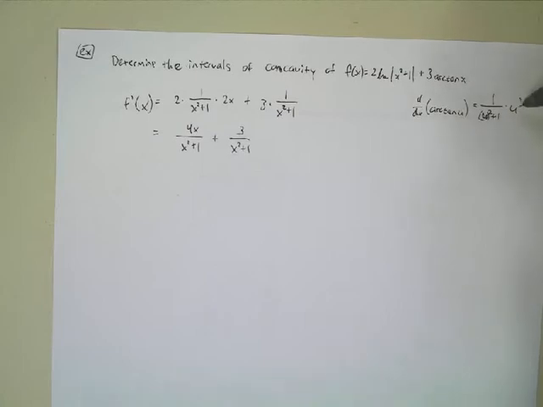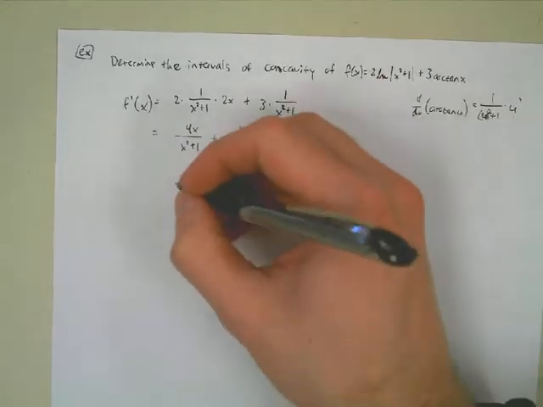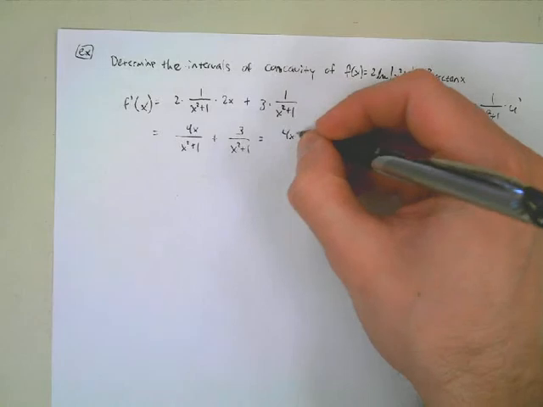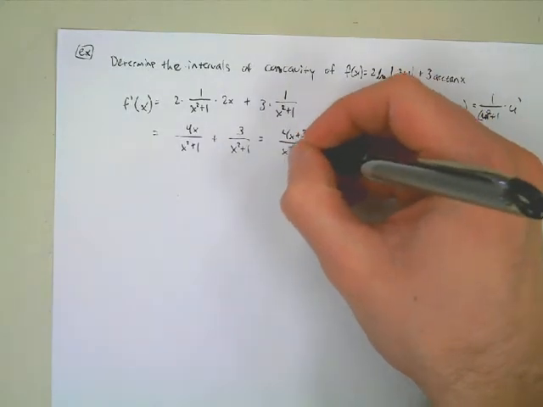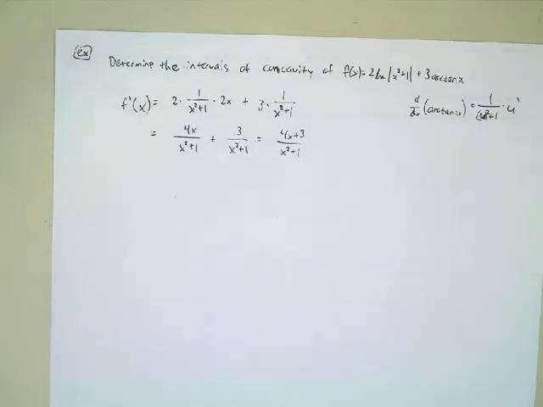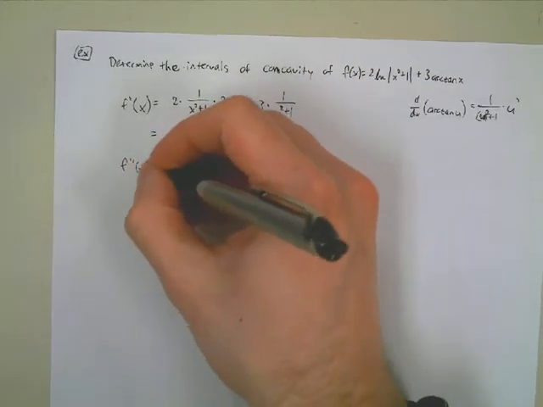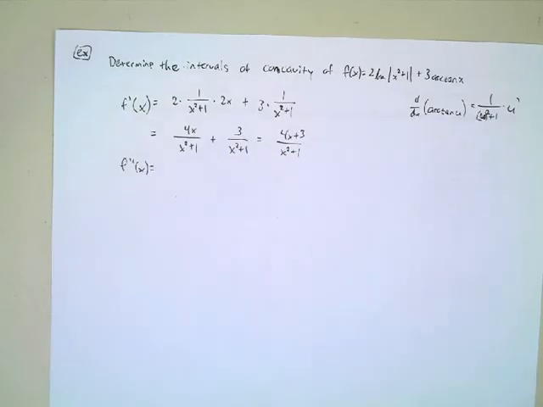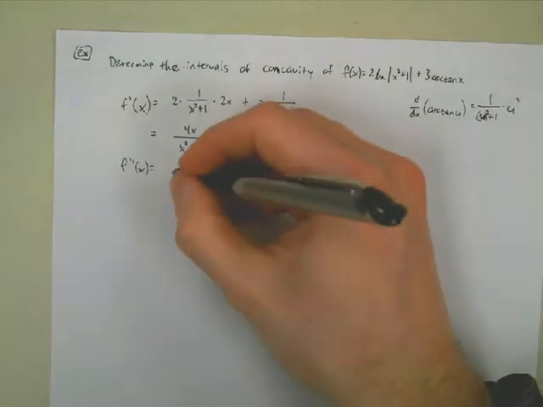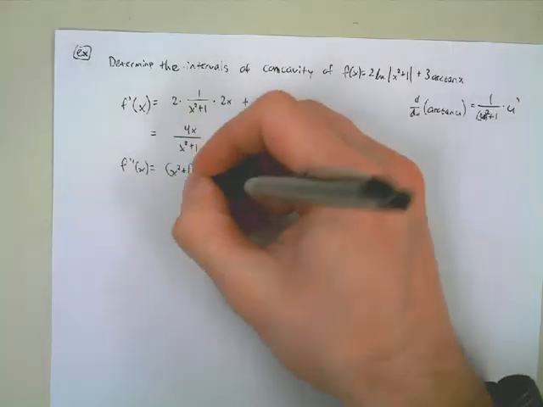That actually worked out really well. And now we get to take the second derivative, which is going to require us to use the quotient rule. So it's the bottom, low, d high minus high, d low, over the square of what's below.